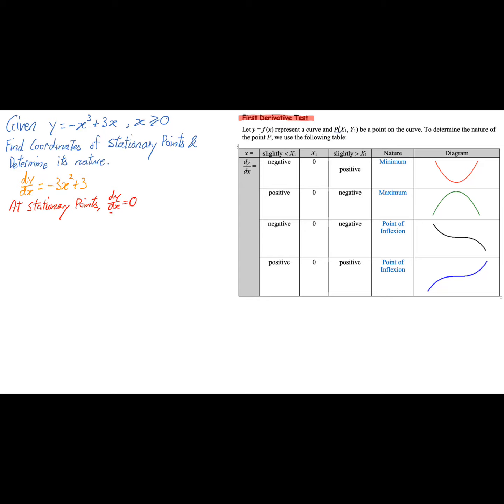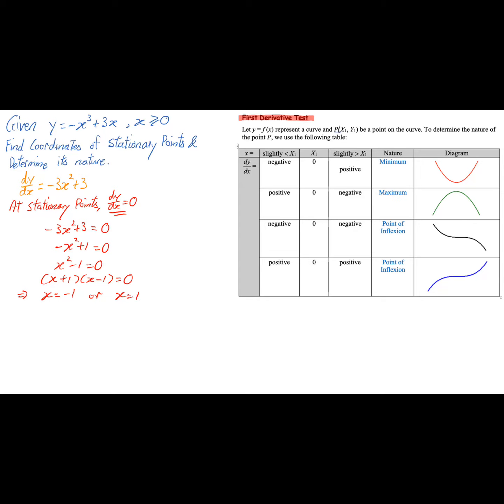From here, this part please remember. So we set negative 3x squared plus 3, which is our dy/dx, equal to 0. So from here, we have negative x squared plus 1 equals 0, so x squared minus 1 equals 0. Therefore, (x plus 1)(x minus 1) equals 0. Then we can solve for x. So x equals negative 1 or x equals 1.